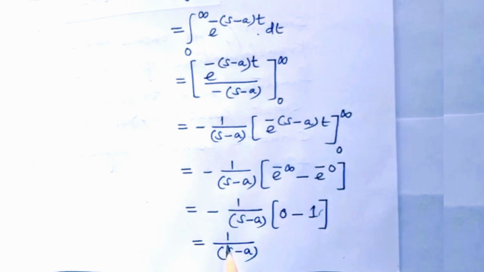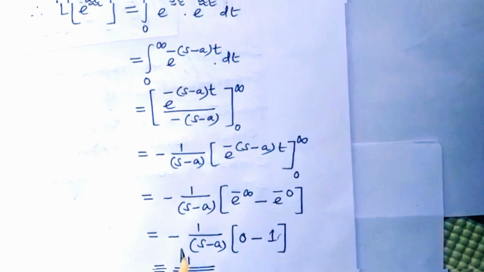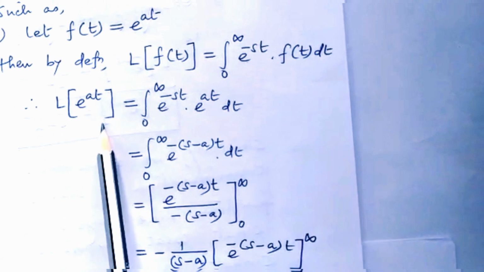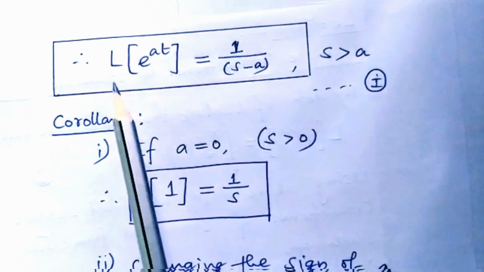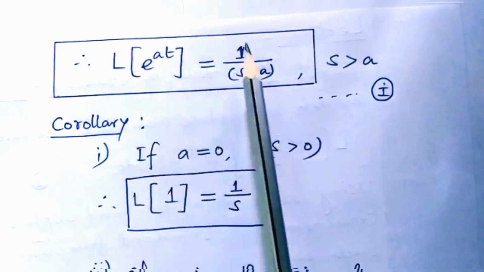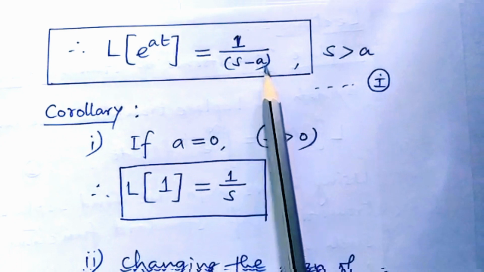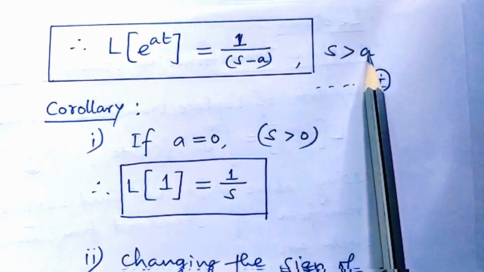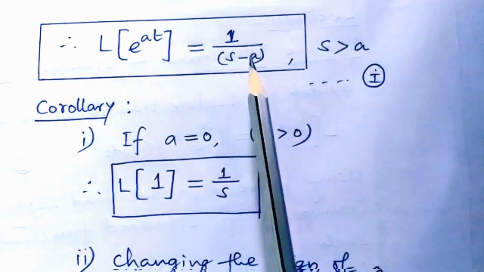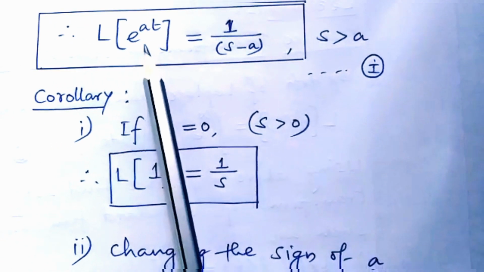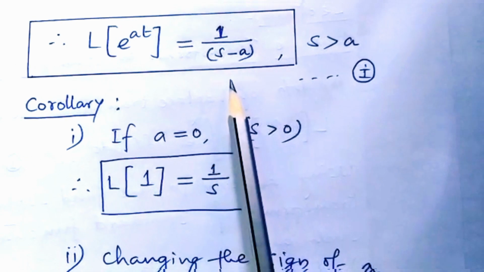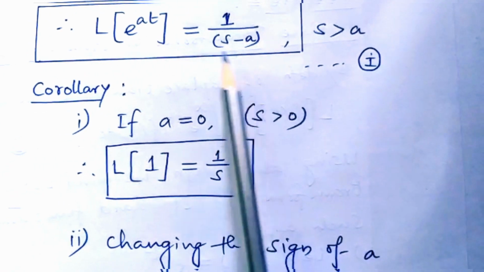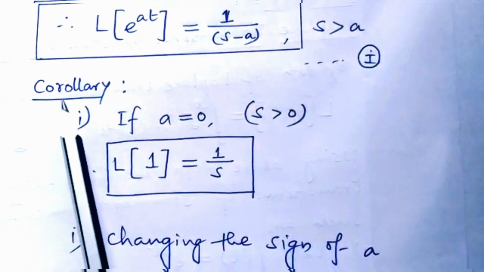So here we observe that the Laplace transformation of e to the power of at is 1 divided by s minus a. So we can rewrite it like this: the Laplace transform of e raised to at is 1 divided by s minus a, and of course s is greater than a. So this is just one result, or we can call the Laplace transform of e raised to at as 1 divided by s minus a. So from this result, we can talk about some sub results. Those are known as corollaries.